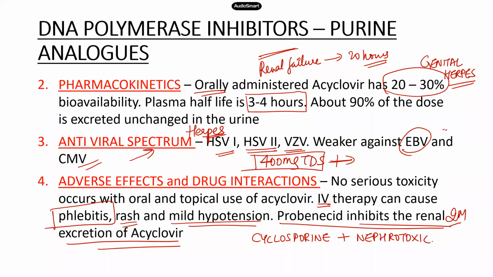And one important marker that will be coming time and again is probenecid. Probenecid inhibits the renal excretion of acyclovir. So the question that can be asked as a general one will be, name some drugs whose renal excretion probenecid inhibits. So you have to mention the list of drugs. The first on the list that you have over here is acyclovir. Probenecid inhibits the renal excretion of acyclovir.